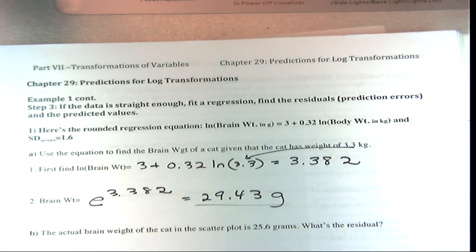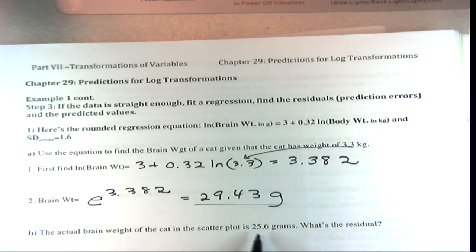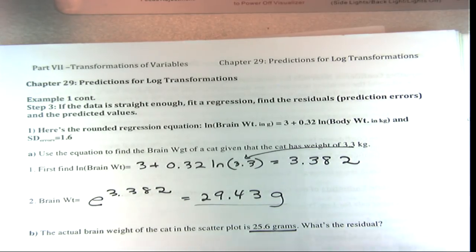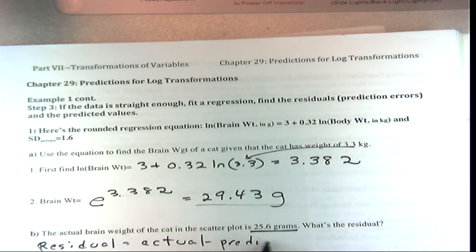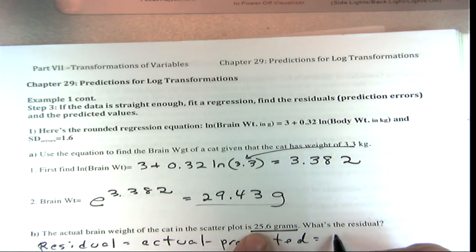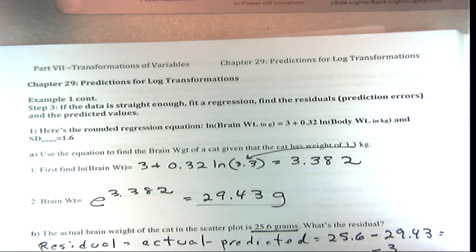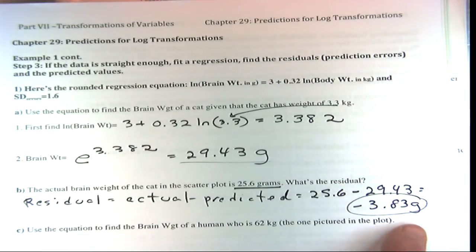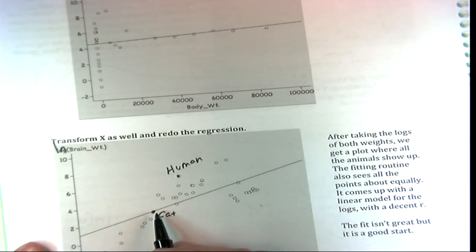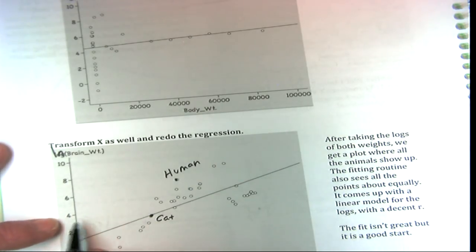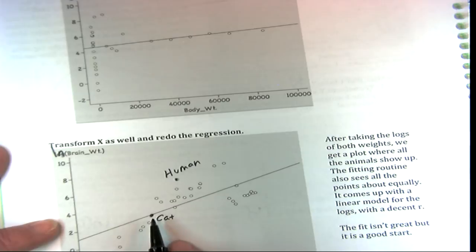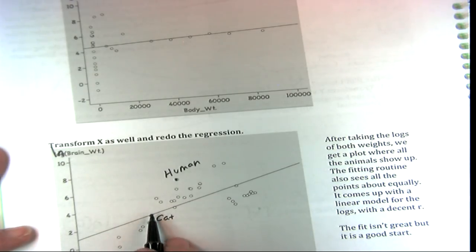Of the kitty. Now, the actual brain weight of the cat is this. So what's the residual? Remember the residual? The residual is just equal to the actual minus the predicted. So the actual is 25.6, and the predicted is 29.43 grams, so we subtract that, and we get negative 3.83 grams. Let's see if that makes sense. Let's look at the cat on the other page. It's a very good prediction for the cat. The cat, in logs, was 3.382? That looks about right. That was the prediction for it, and it's slightly below it.